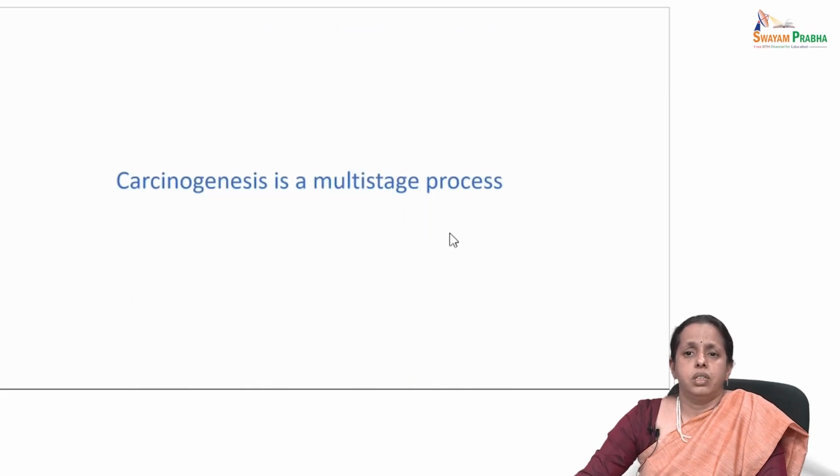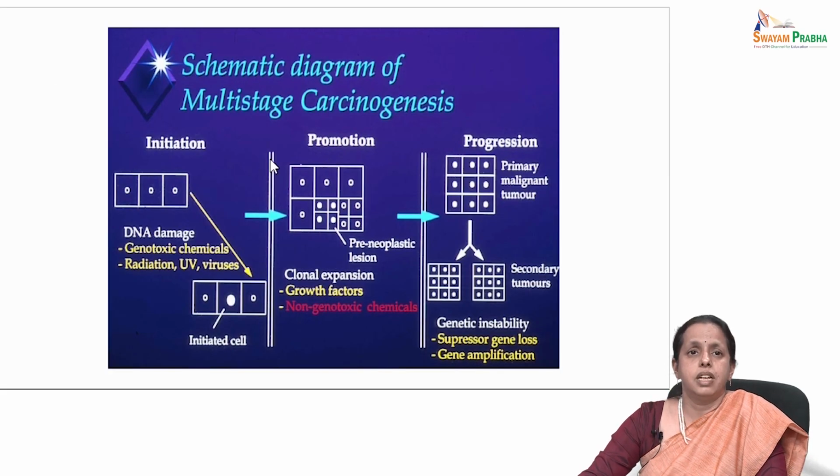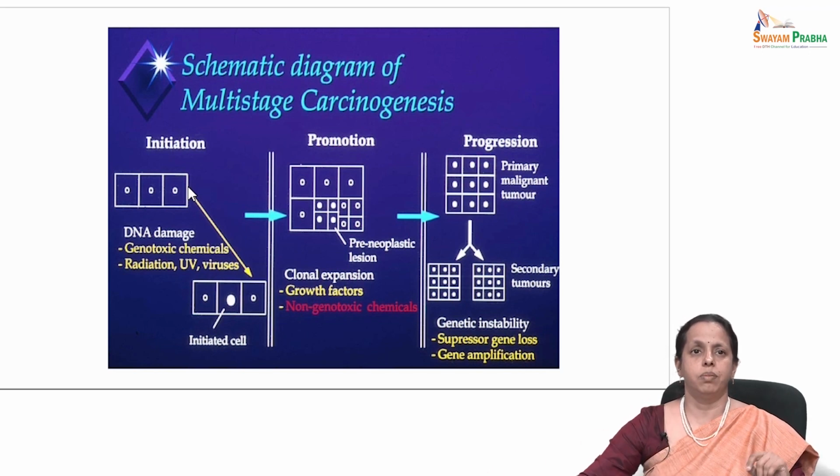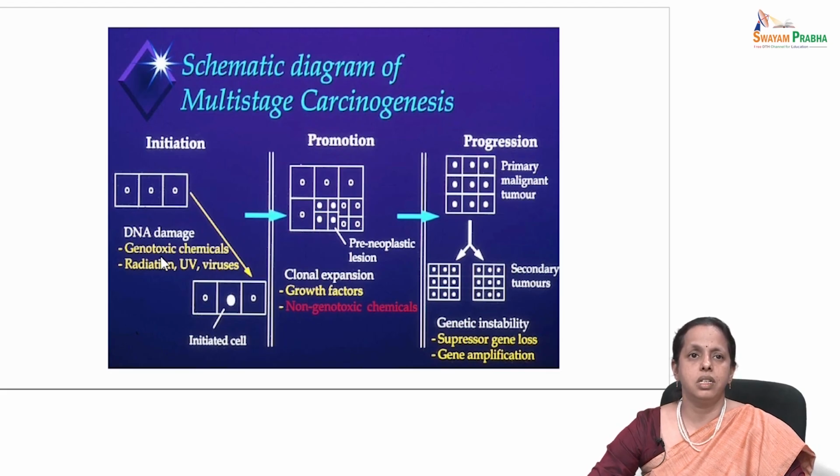Now, what is carcinogenesis? It is a multi-stage process. Simply, it has 3 steps: initiation, promotion, and progression. In the initiation stage, we have genotoxic chemicals, radiation, UV, and viruses, where, as I showed you in the first slide, there are initiated cells. With this initiation, there is clonal expansion, where your growth factors are very good players in increasing the growth of the cells.